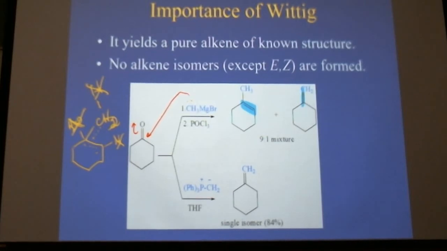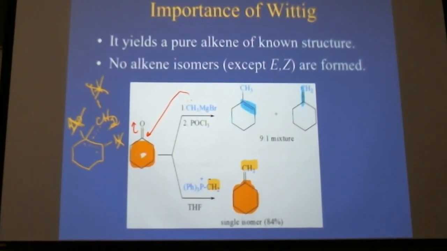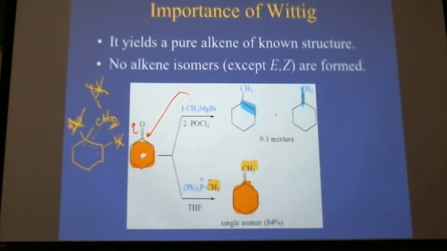If instead I come in with an ylide, this piece is going to end up here, and this piece is going to end up here, and that's going to be the only product, and the major product, as opposed to in here where the least substituted alkene is the minor product. I could end up with 10% of this, whereas in here I end up with over 80% of this as a single isomer. So that is pretty powerful. All right, so let's do some problems with this.